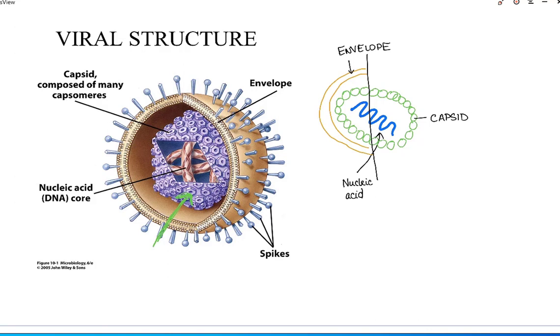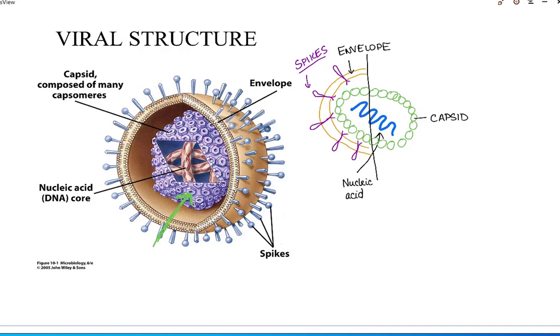Now, if there is an envelope, you are required, for reasons that we'll get into later in this class, to have some sort of proteinaceous protrusion sticking out, and those are called spikes. And they're aptly named. They stick out like spikes, stick out of this spherical envelope.